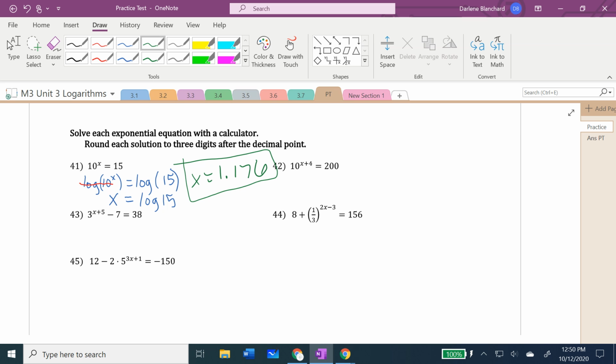For number 42, it's another problem very similar to this, except it has an extra step. So just like before, you log base 10 both sides. And just like before, the log and the base 10 cancel each other out. So now you have x plus 4 equals the log of 200. So after you find the log of 200, you'll subtract 4.